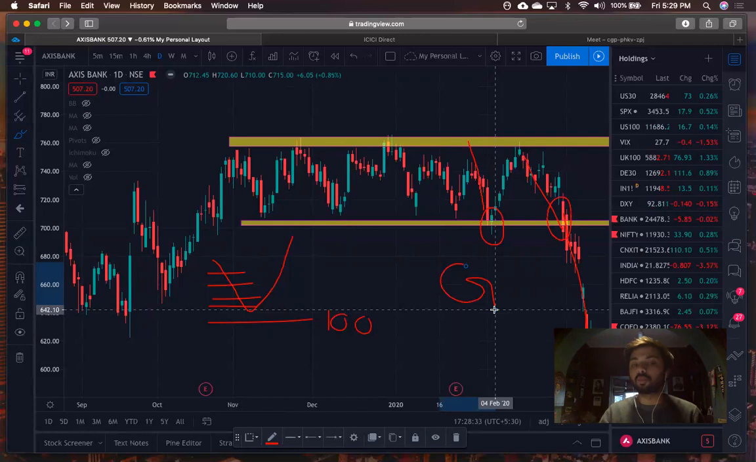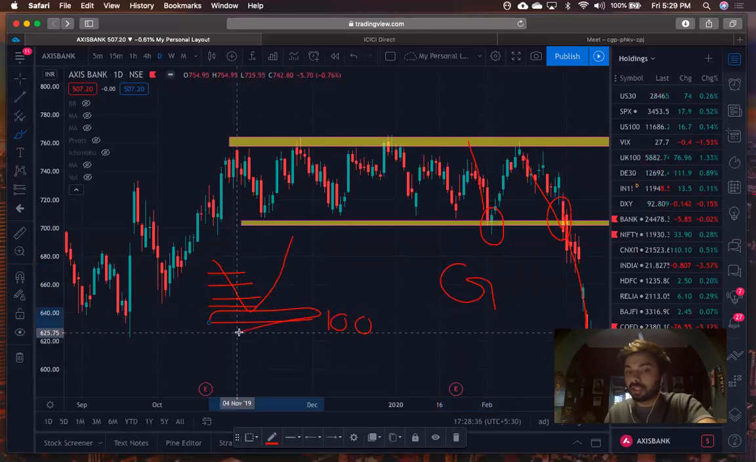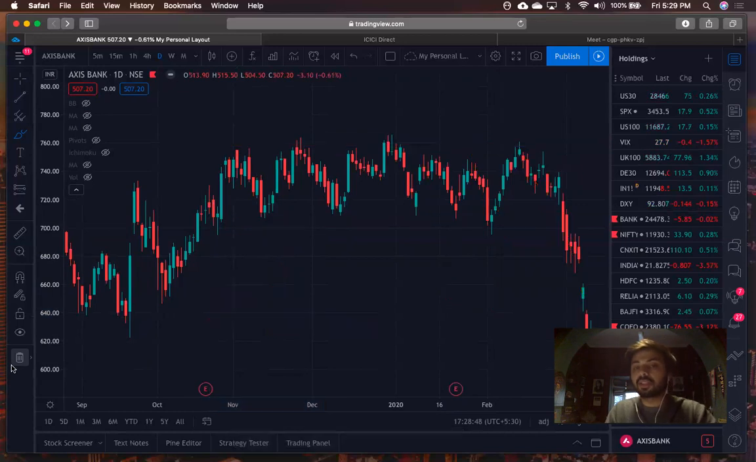Now, what is this room? So in this example, I said 100 to 110 is a support area. So this room, there is no particular formula. You have to define this zone through experience, through the past, what has been happening in the stock. So I'll give you some examples, but the same concept will apply for your resistance.